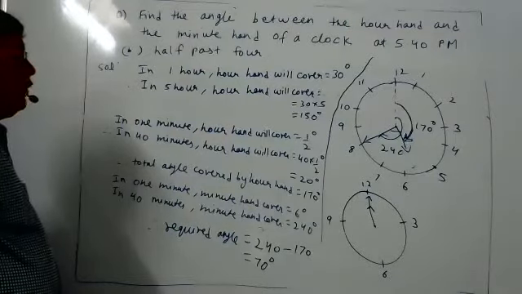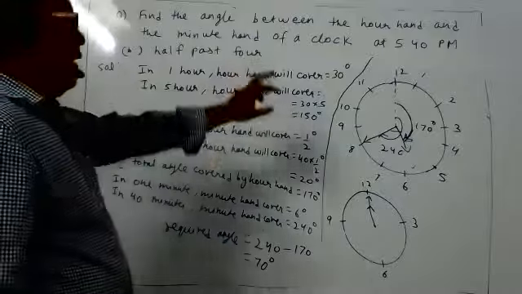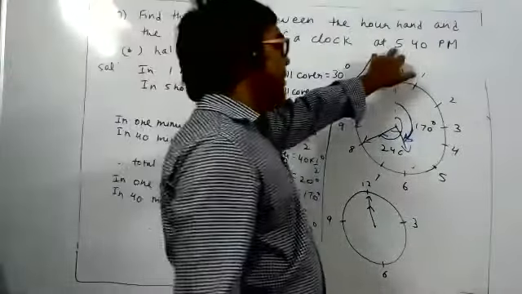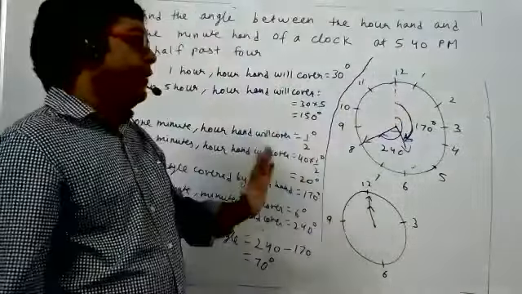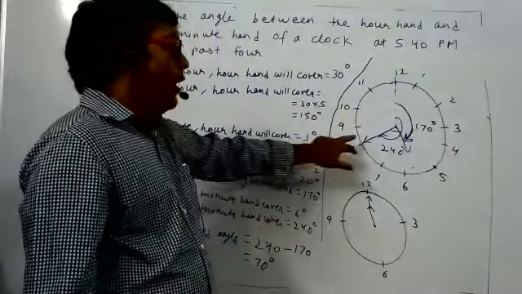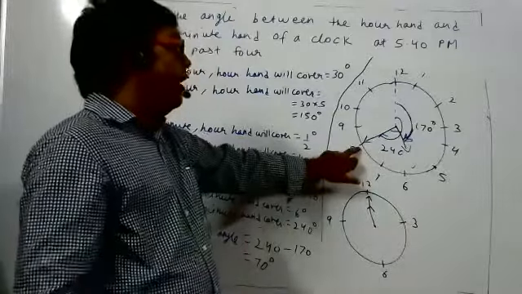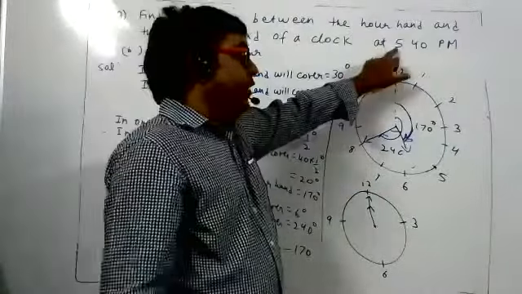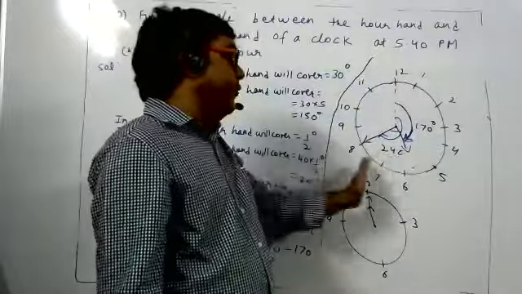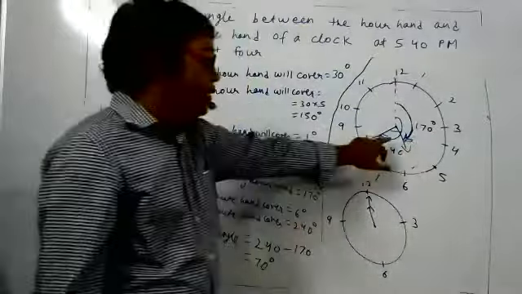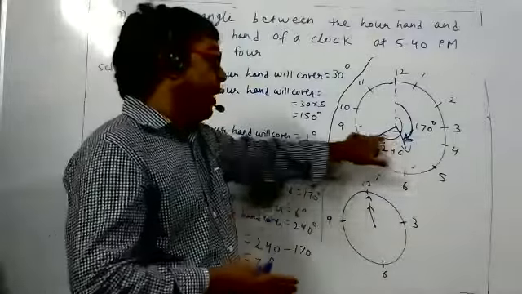Students, see here. For that student, I will explain again. The time is very simple. Time is 5:40. That means the minute hand will be exactly on 8, which represents 40, and the hour hand will not be at 5, but since it is 5:40, the hour hand will be ahead of 5. So this is the situation of the minute hand and hour hand at 5:40.